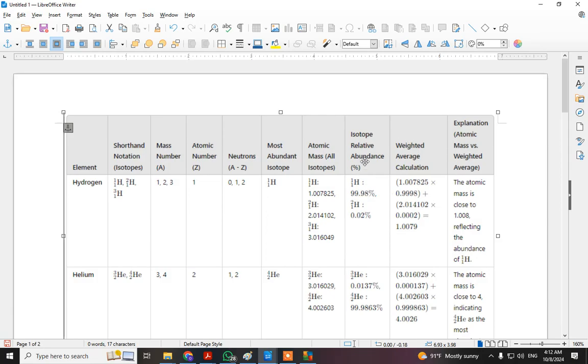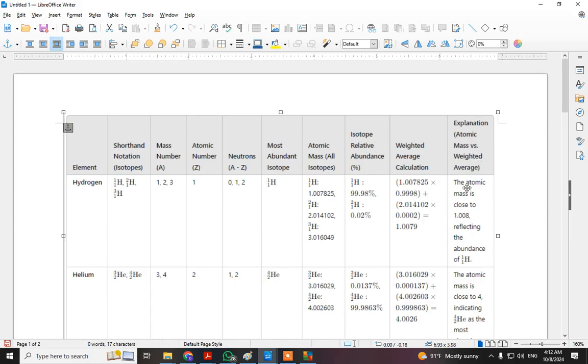And then the weighted average calculation. We've been discussing how to do this, right? You take the mass number, or better yet, you take the atomic mass of the isotope, you multiply it by its relative abundance in a fractional way, turned into decimal. Right? You add them up and you get the weighted average calculation.